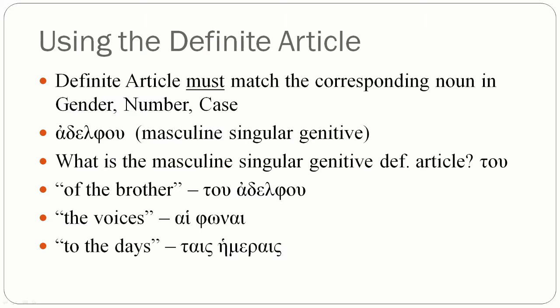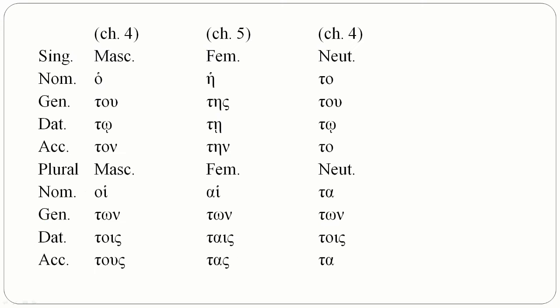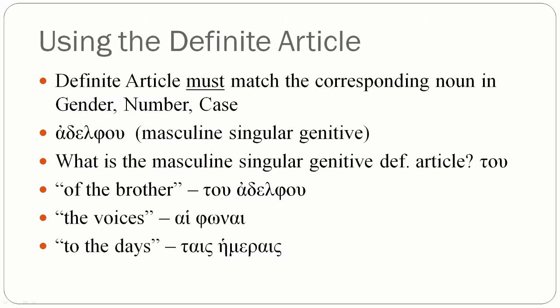what form of the definite article are you going to use? Okay, you have to go back to the chart of the definite article, and you have to find the form of the definite article that is then masculine singular genitive. Okay, if you want to have a look at that, here is the chart again. So masculine singular genitive is this form right here, okay, tou, and so there you have it. Okay, tou is the masculine singular genitive.